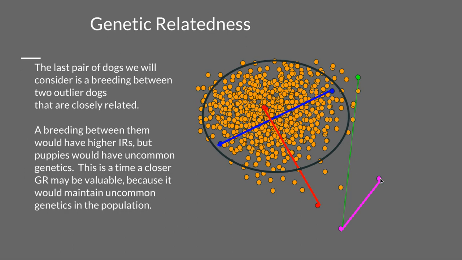Now, this last pair of dogs that I'm going to consider is more closely related. We could say maybe their category breeding would be a 6, but they are both far outside the cluster genetics for this population. A breeding between these two dogs would have higher IRs and therefore a lower category breeding, but the puppies would mostly all fall outside the typical genetics for the population. So this is a time when a closer genetic relatedness might be valuable because it would maintain the uncommon genetics of this population.